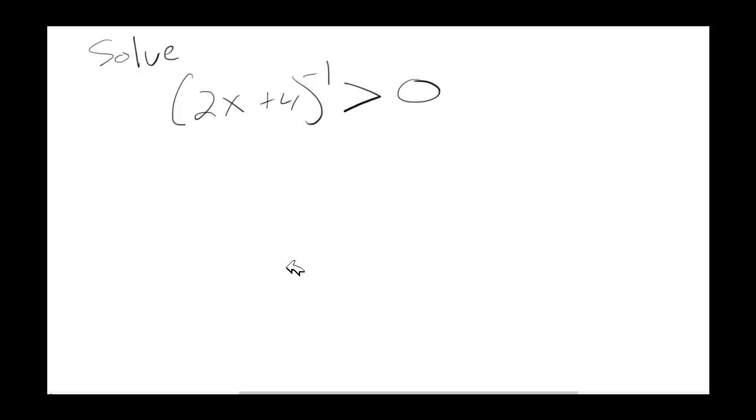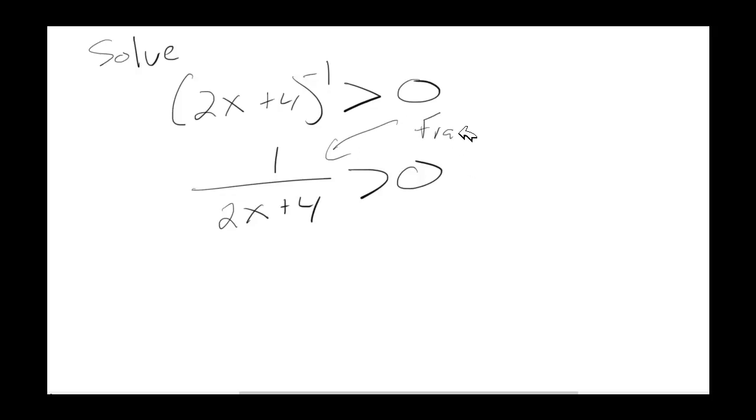Alright, let's try to solve this. So I have parenthesis, 2x plus 4, parentheses to the minus first, and I want that to be greater than 0. Alright, negative exponents. Well, as you all know now, that moves to the bottom. Okay, the question is, on this left-hand side here, you have some kind of fraction. And we want to know, when is this fraction greater than 0?